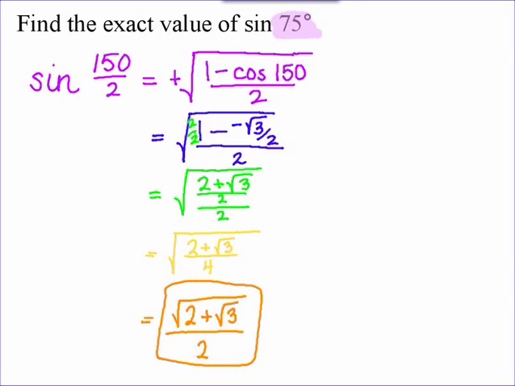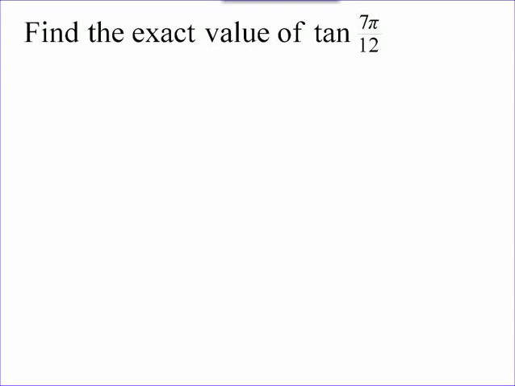All right, very last one. Find the exact value of tangent 7 pi over 12. So what we need to do is find out what angle that is half of. 7 pi over 6. Yeah. So basically this is going to be tangent of 7 pi over 6 divided by 2.